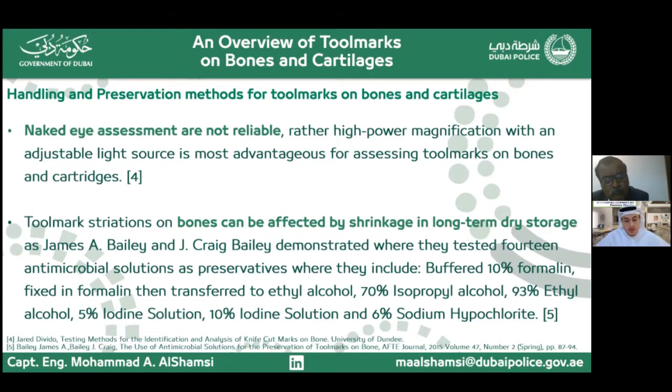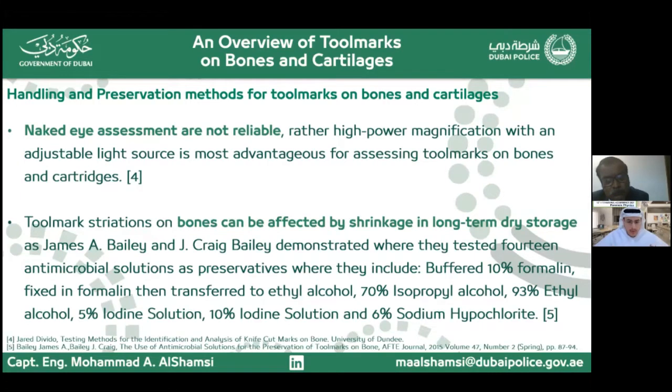So the best way to go about this is not to rely on naked eye assessment, but rather high power magnification, preferably times 2 to times 4, with an adjustable light source. This will allow you to bring up the hills and valleys of any kind of striation on a bone, even if it is just the potential of having striations, then we say, yes, okay, let's send it to the Toolmarks lab.